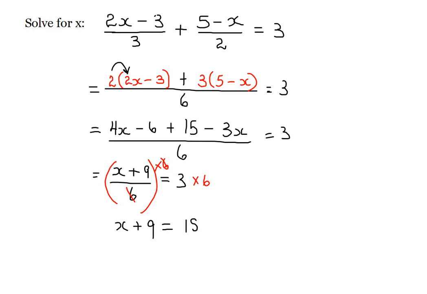And to solve for x, all we need to do now is subtract 9 from both sides. In subtracting 9 from both sides, on the left hand side we remain with x, and on the right hand side 18 minus 9 is leaving me with 9. So my answer here is x is equal to positive 9, and that's the answer to this problem.